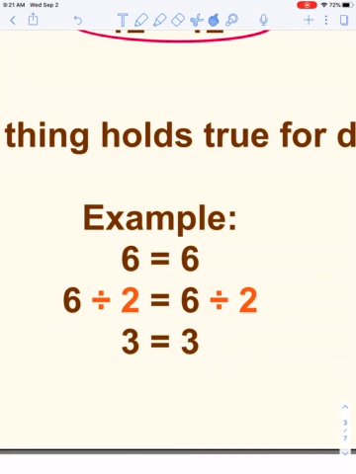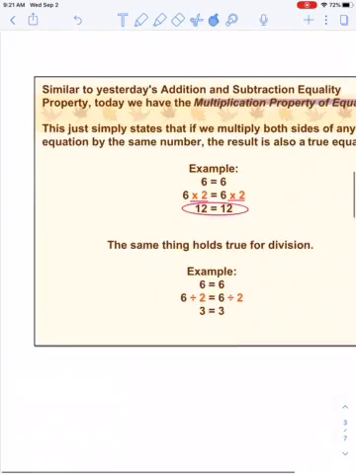Same thing with division. You start with 6 equals 6. You divide both sides by 2. You get a new equation of 3 equals 3. But it's the same. Kept it balanced because we did the same thing to both sides, so it's fine.